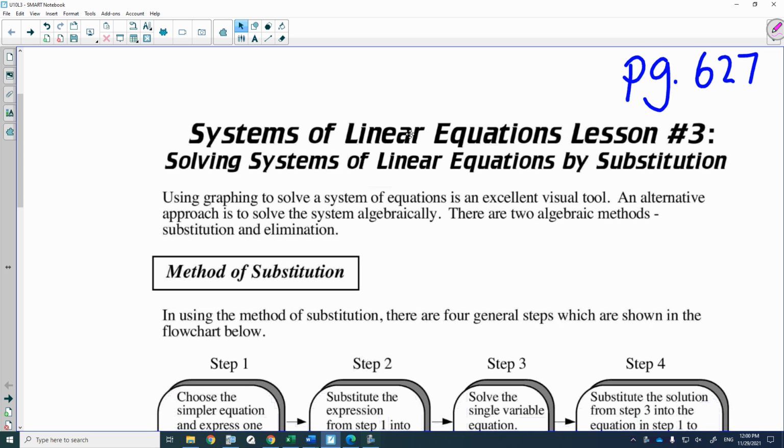So you want to have your books open to page 627. We're going to be working through lesson number 3. What I want you to start out with is box in solving systems. That's what this entire unit is on, is solving systems. And there are 3 different ways that we could solve systems. So the first way was the first lesson of this unit, and it was graphing.